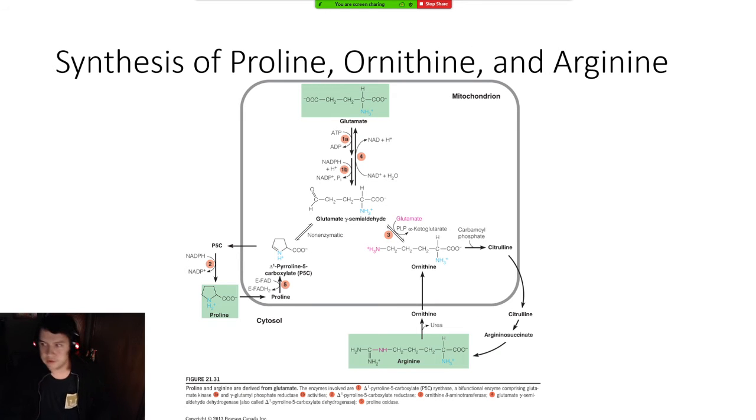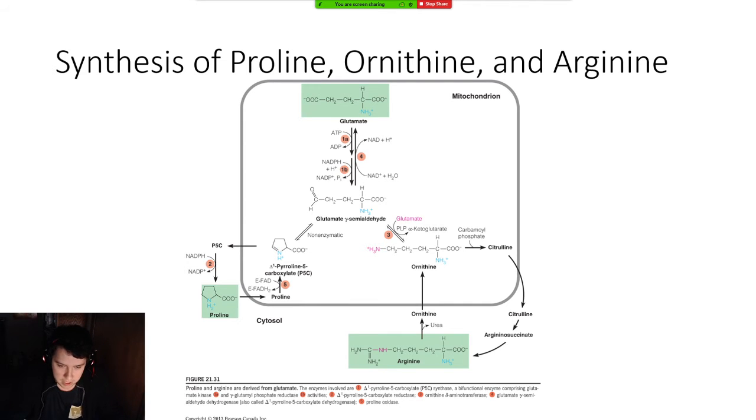So now that we've learned about sulfur-containing amino acids, we're going to switch over to proline, ornithine, and arginine. So proline, ornithine, and arginine all start with glutamate, which is usually gotten from glycolysis.